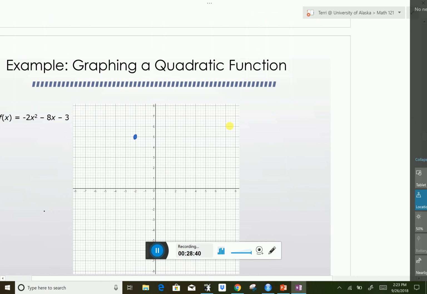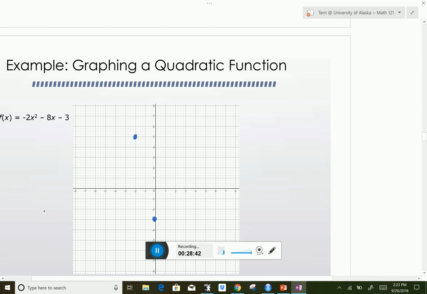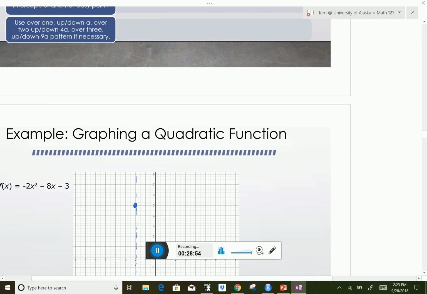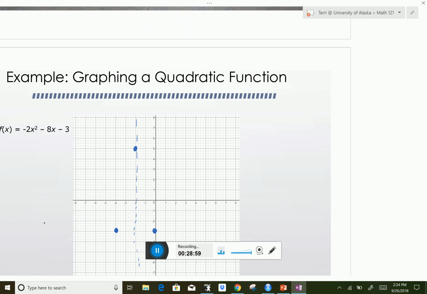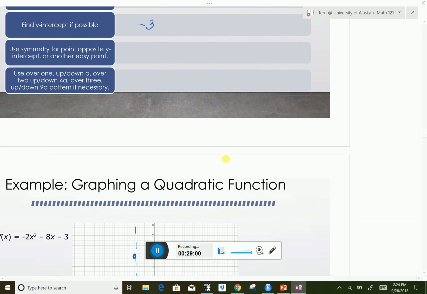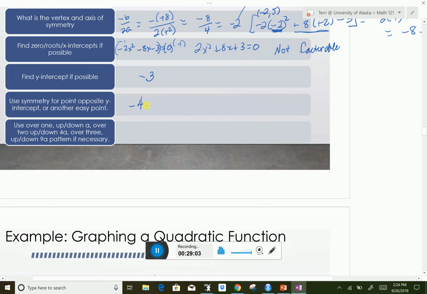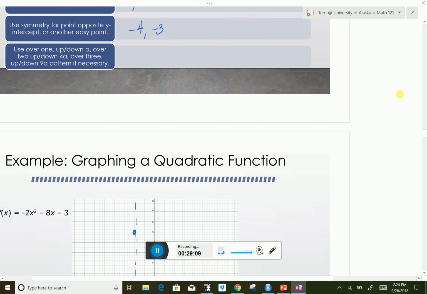So we know way down here we have one. By symmetry, we know we have one that's over here, so we know we have a point over here. That's the only other one we know about right now. So now we know we have a point at negative 4, negative 3. So we have that point at 0, negative 3, and negative 4, negative 3.